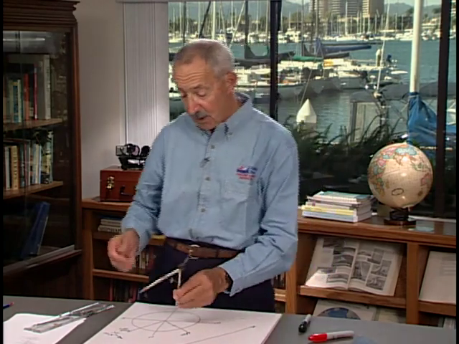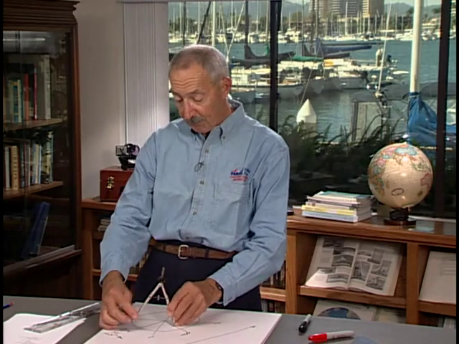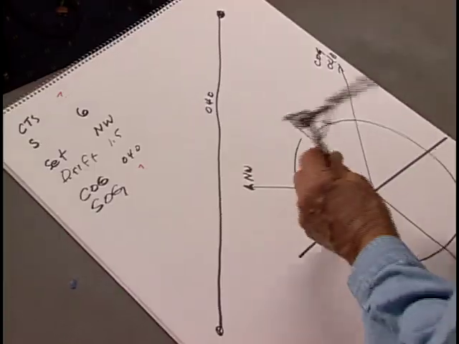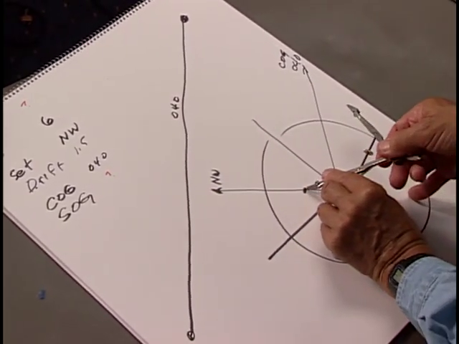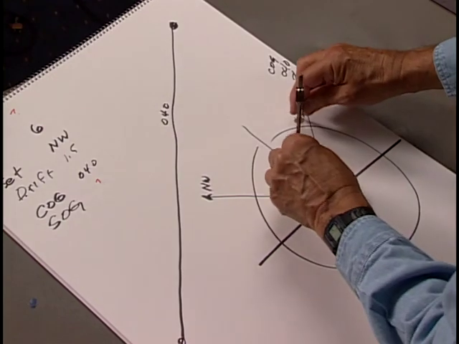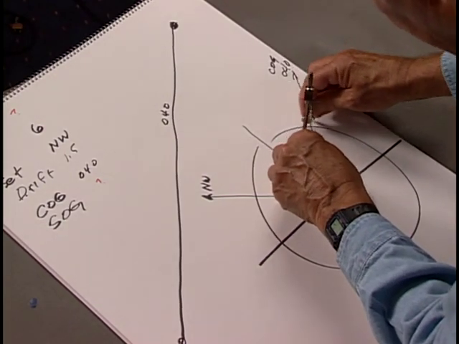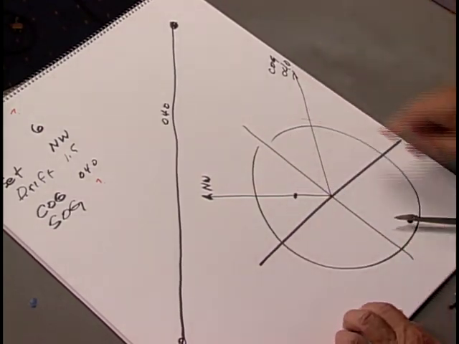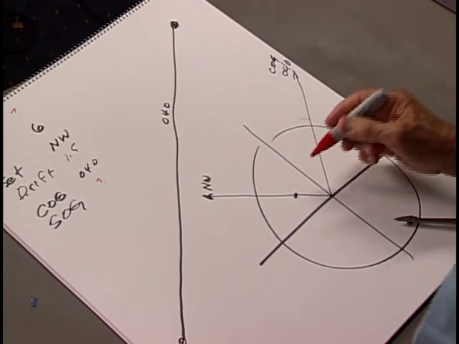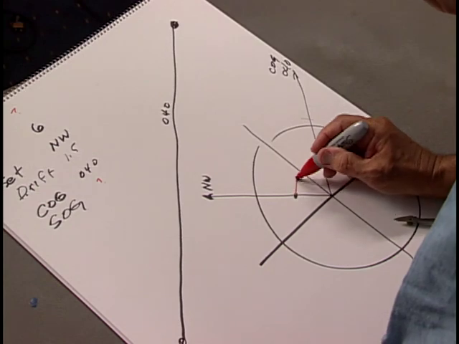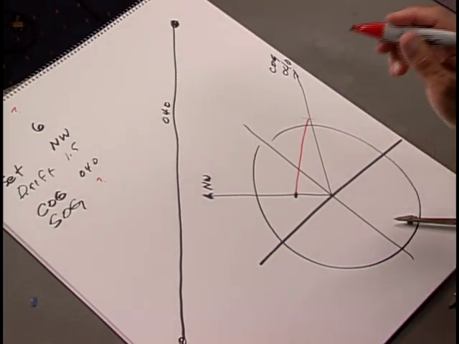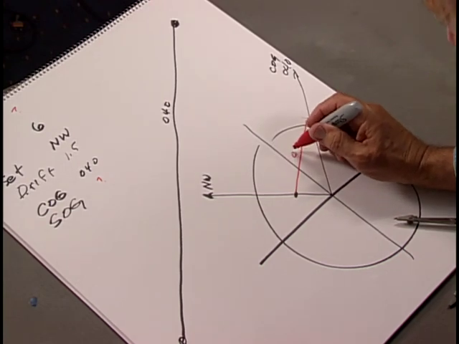And I come into this little chartlet that I'm drawing, and I put one point of the dividers at the end of the current vector here, and I put the other end and I draw an arc here. Where that arc intersects the first line, the COG line, that ends up closing this triangle. And this line, this red line now represents the course that I want to steer.